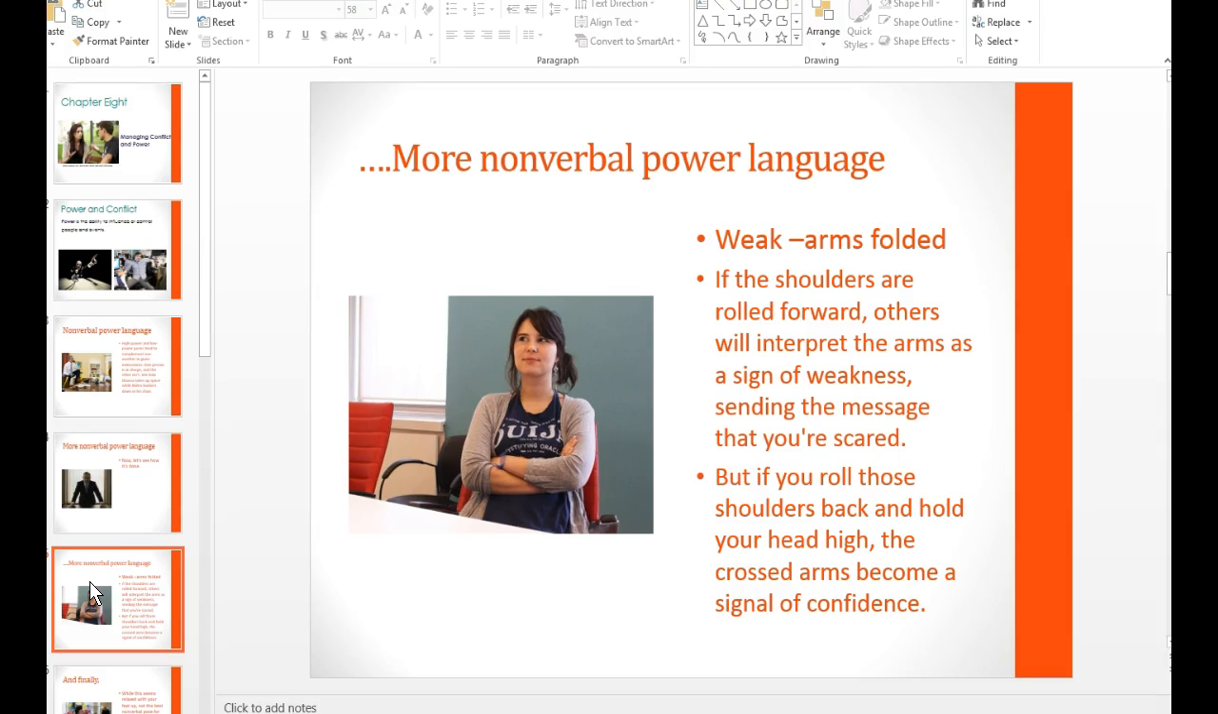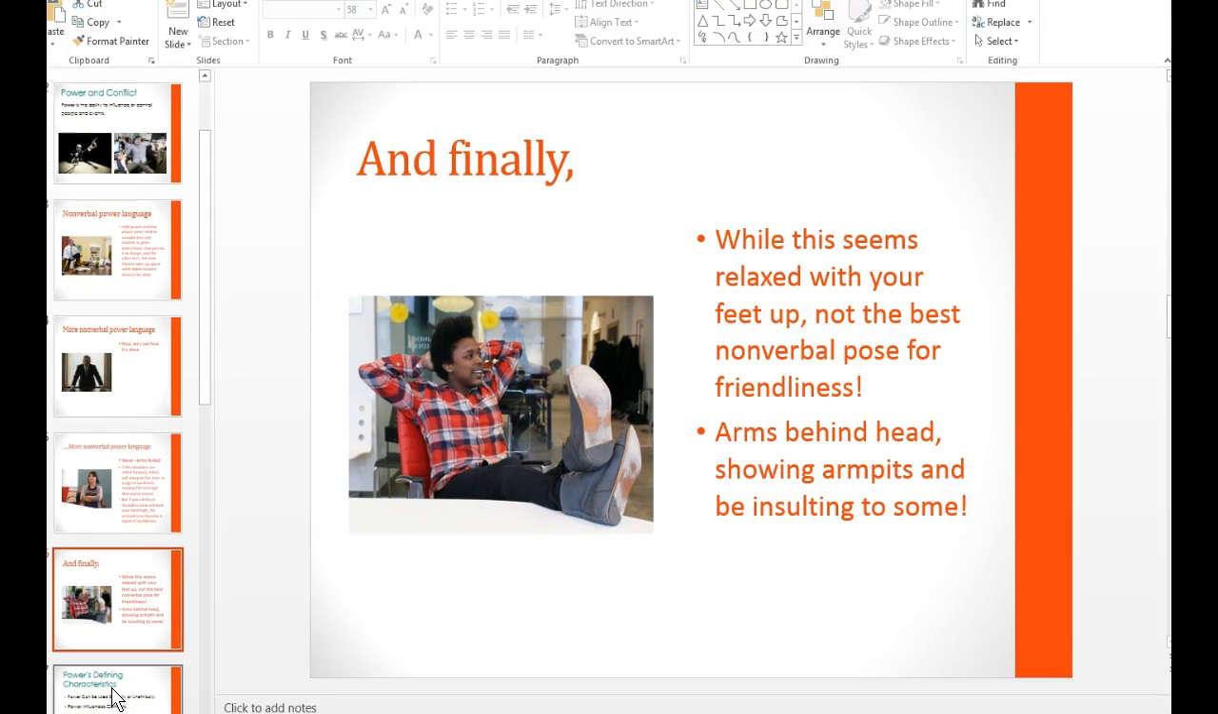But in nursing, this position can also be taken as you don't care, you're not sure, you're also maybe listening, maybe not listening. And finally, while this seems like a very relaxed position with your feet up on the desk, those arms out can be very offensive if it's a man talking to a woman.